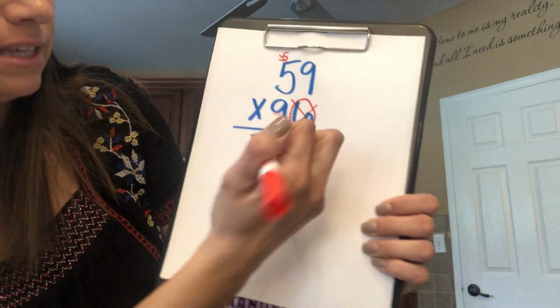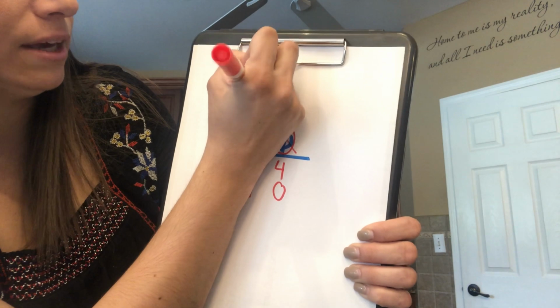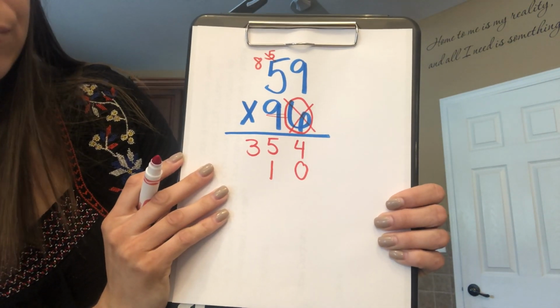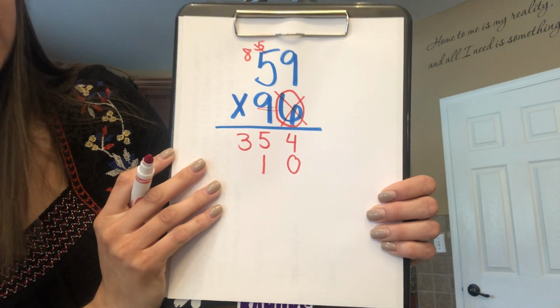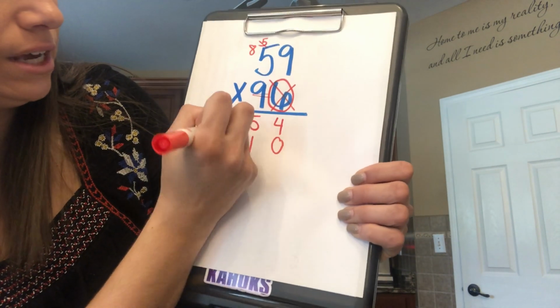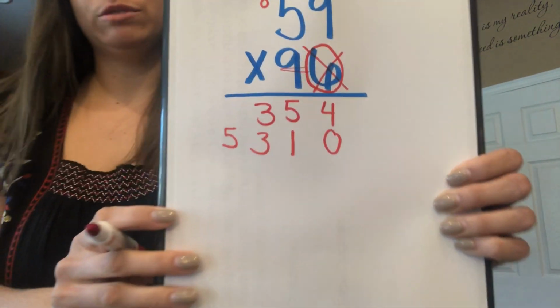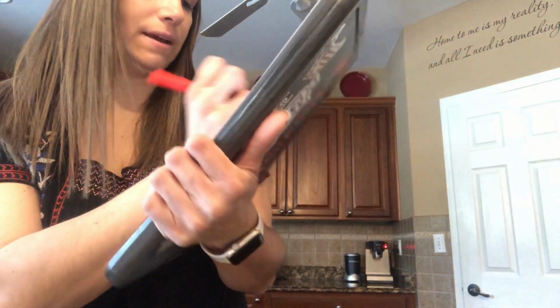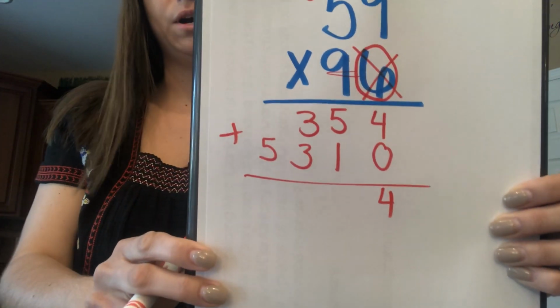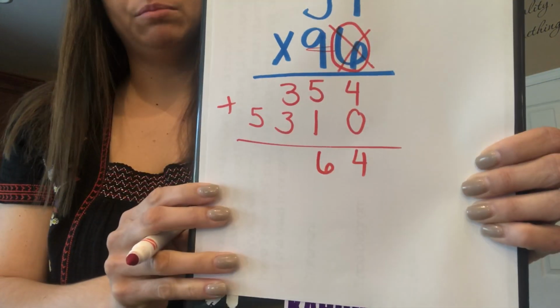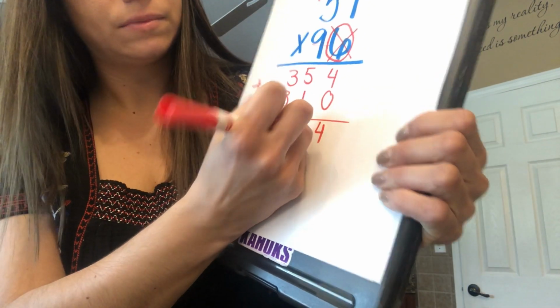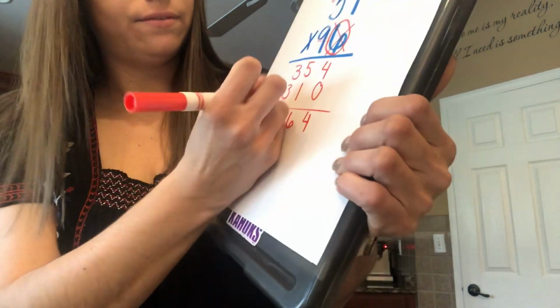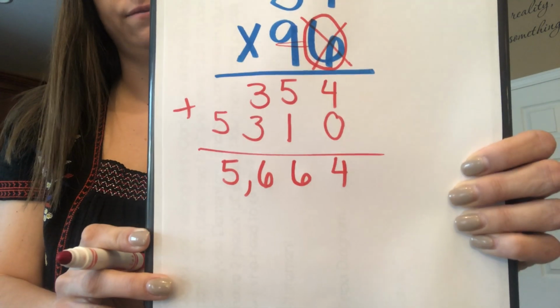So 9 times 9 is 81. I write my 1, carry my 8. 9 times 5 is 45, and 45 plus 8 is 53. So I'm going to write my 3 and my 5. Make sure my place values are all lined up, and then I'm going to add them together for my final answer. So 4 plus 0 is 4, 5 plus 1 is 6, 3 plus 3 is 6, and 5 plus 0 is 5. All right, my comma, and I should have gotten 5,664.